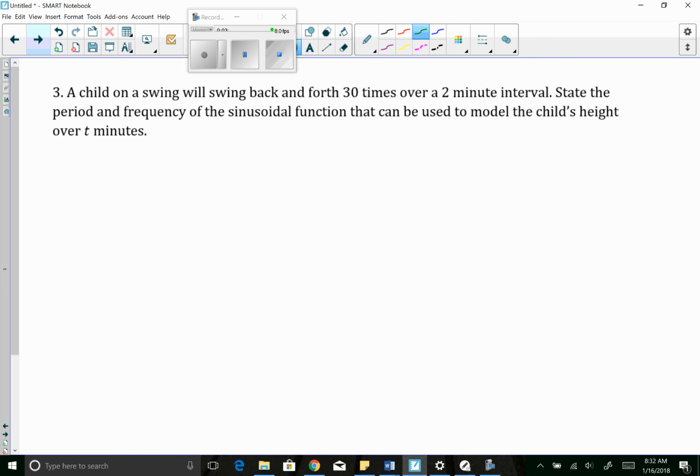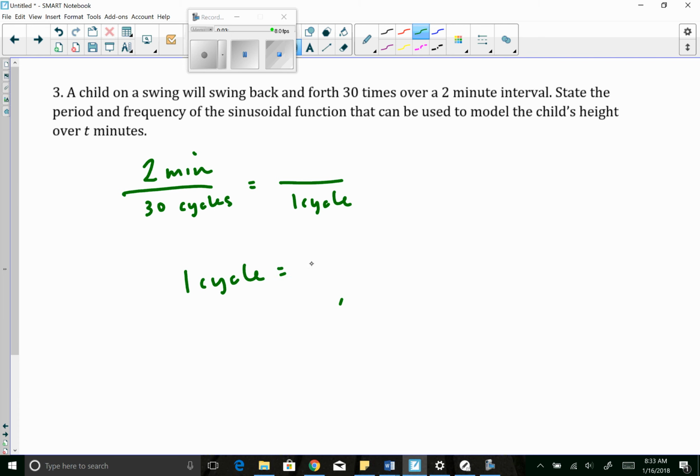The next question says a child on a swing will swing back and forth 30 times over a 2-minute interval. State the period and frequency of the sinusoidal function that can be used to model this child's height over t minutes. So since we're going back and forth 30 times in 2 minutes, I want to figure out how long it takes to go back and forth 1 time. So in 2 total minutes, I'm going to do 30 cycles. So I want to figure out how much time it takes to make 1 cycle. So essentially, I'm really just dividing the 2 numbers together, right? So I can say 1 cycle happens in 1 over 15 minutes.